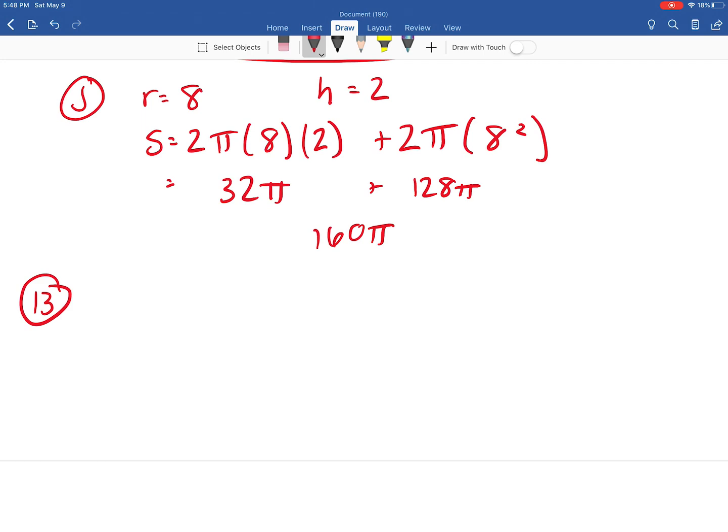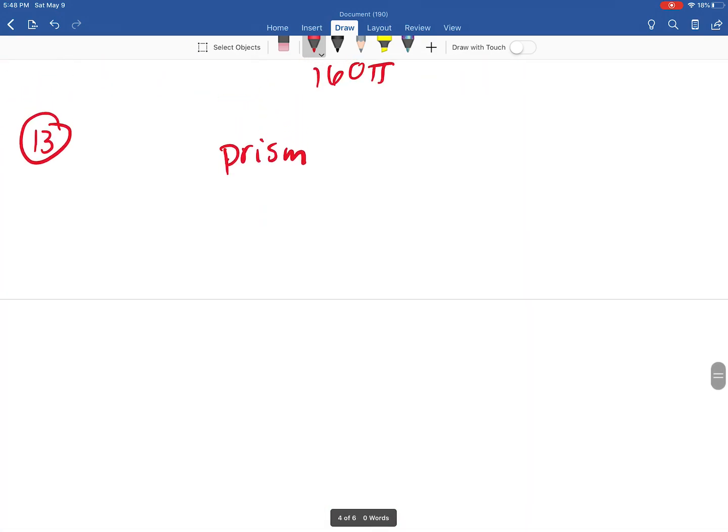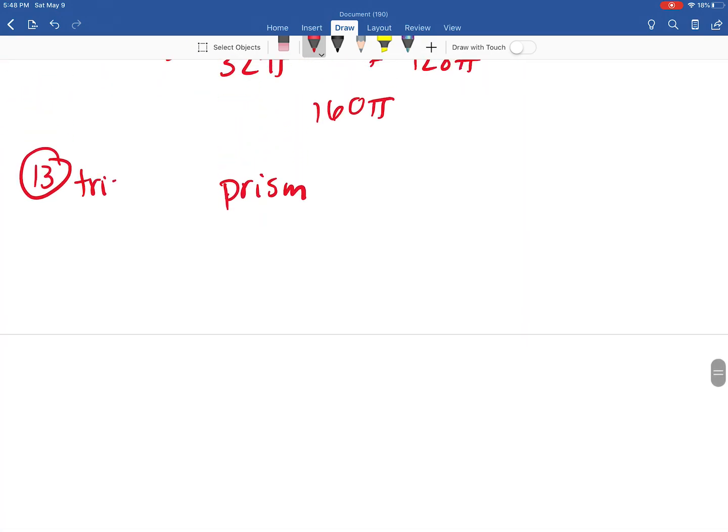Number 13, identify the figure shown by name. So start there. It has 2 bases. So I know that it has to be a prism because it has 2 bases. Now ask yourself, what shape is the base? What is there only 2 of? Well, there's only 2 triangles, so therefore the base is a triangle. It is a triangular prism.